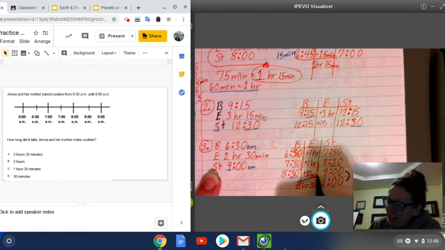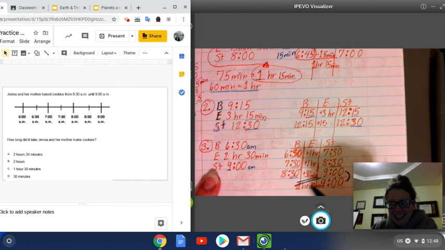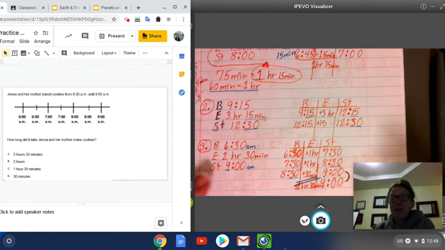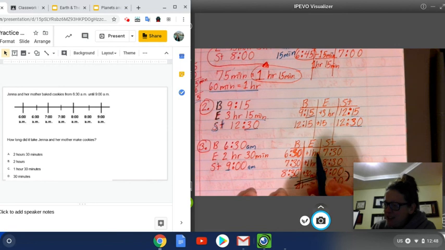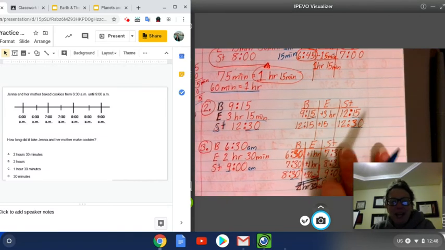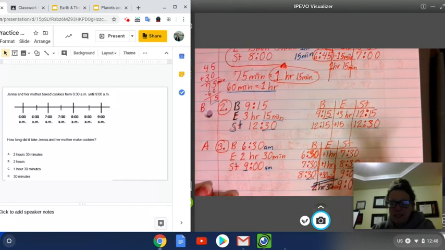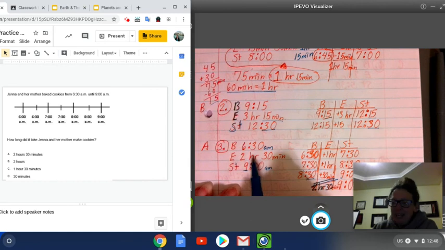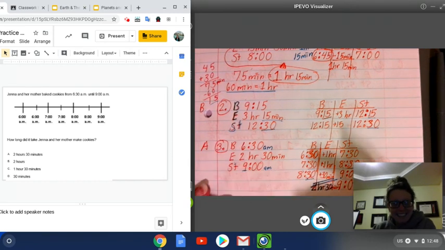So now I just need to add these and figure out that elapsed time, how much time passed. So I add my hours first, 2 hours and 30 minutes. Now I can look at my answer choices and I match them up. And my answer choice that matches is A.